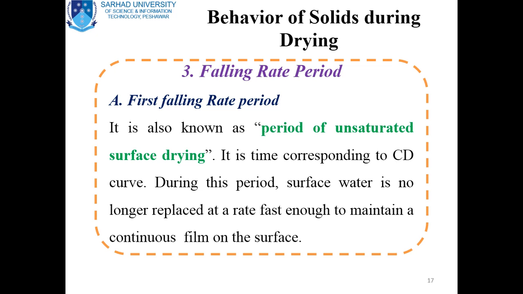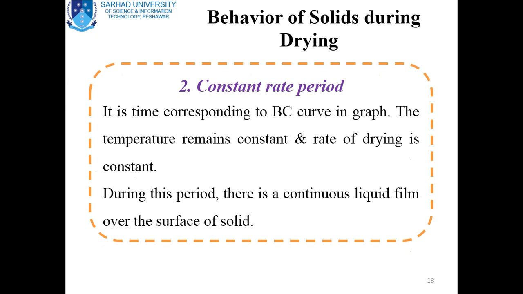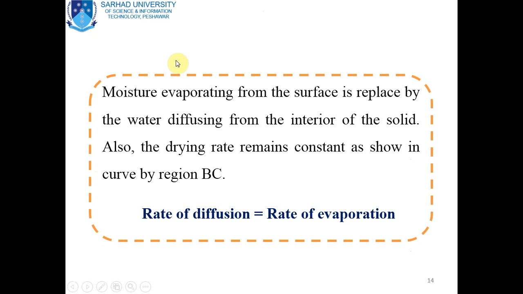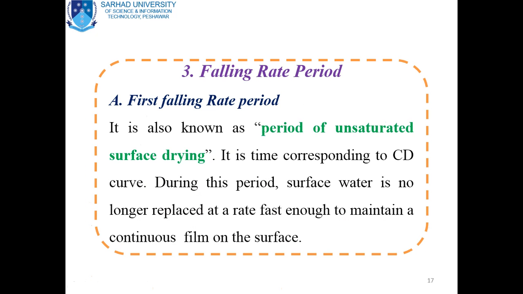During this period, surface water is no longer replaced fast enough to wet the surface and maintain a continuous film or layer on the material. Earlier, the moisture evaporating from the surface was replaced by water diffusing from the interior of the solid, and the rate of diffusion was equal to the rate of evaporation. The rate of diffusion becomes less at this stage because maintaining a uniform film is not possible due to the depletion of water.